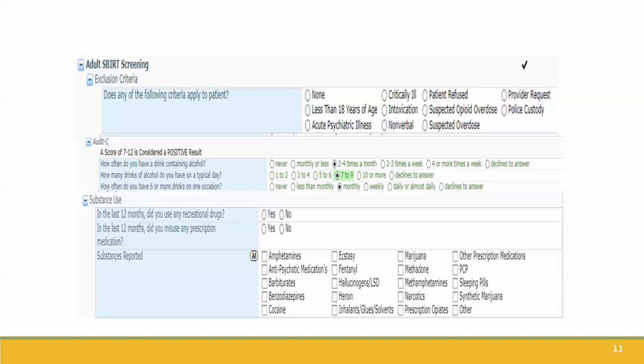After you've asked the audit C questions, you should proceed to ask the 2 drug questions, which should also be read to the patient exactly as they are written. If a patient responds yes to either question, please ask what substances they use and enter their response. A yes response to either of these questions is considered a positive screen, and the patient will receive a peer intervention. There are 7 different ways a patient can screen positive on this screening tool. To recap, these include meeting the following exclusion criteria: intoxication, suspected opioid overdose, or provider request, having an audit C score between 7 to 12, and responding yes to either of the 2 drug questions.